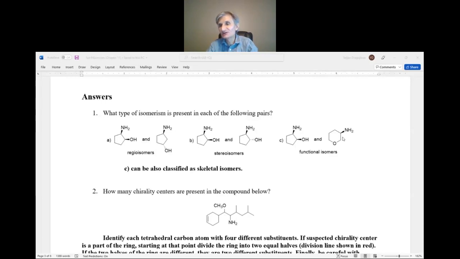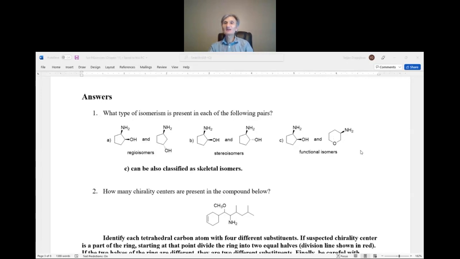And finally, C is probably the easiest, because these two molecules have identical molecular formulas, but they have different functional groups. One has alcohol, the other one ether. So they are functional isomers. And C can also be classified as skeletal isomers because they have different carbon skeletons. In one case, the carbon skeleton is a 5-membered ring. In the other case, it's a 5-membered chain that is part of a larger 6-membered ring that also includes oxygen.